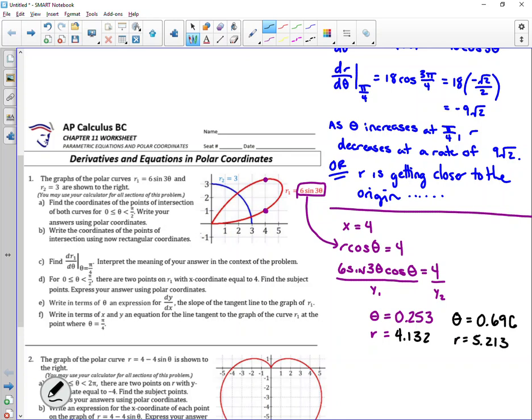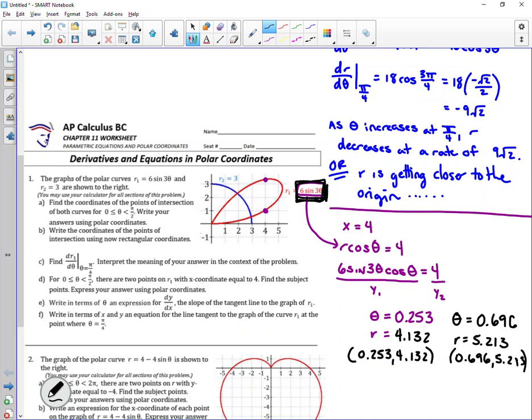But it's better to have the intersections and get them exactly right. Okay, so 0.253 and 4.132, and 0.696 and 5.213. Those are my thetas. Where'd you plug it back into? r. Oh.